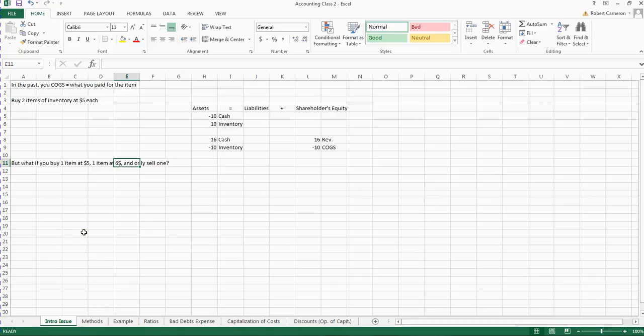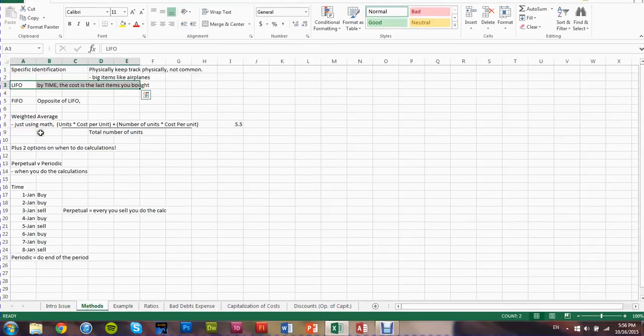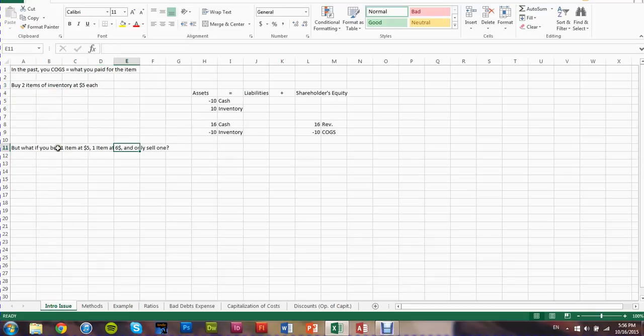Last in, first out means whatever is the last one we bought, that's what cost of goods sold is. So in this instance, if we were to do last in, first out for selling one item, it will be the later in time, the $6 one. Now the other one, first in, first out, FIFO, that's just the opposite. So it's the earliest that you bought it for, so it would be the $5 one.